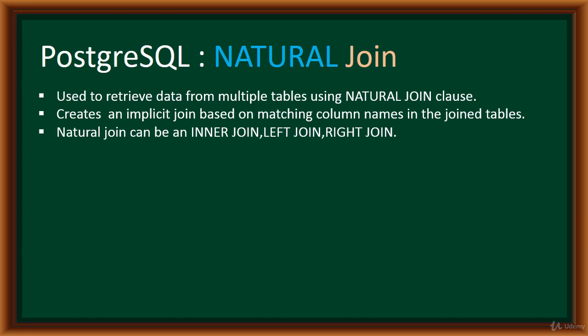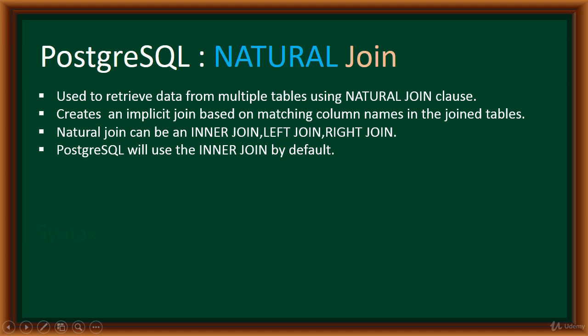If you do not specify the type of natural join you are using, by default, Postgres will make it an inner join. So the default is an inner join. So when you are using a natural join, if you don't specify if it's an inner join, a left join, or right join, Postgres will automatically assume it's an inner join.